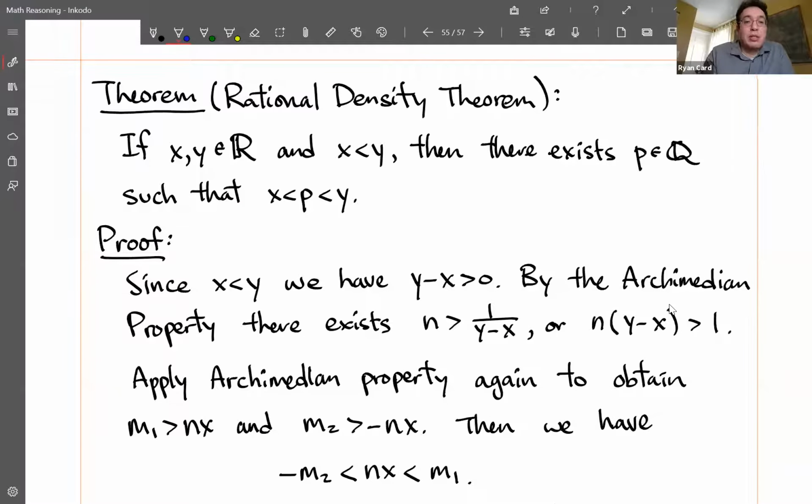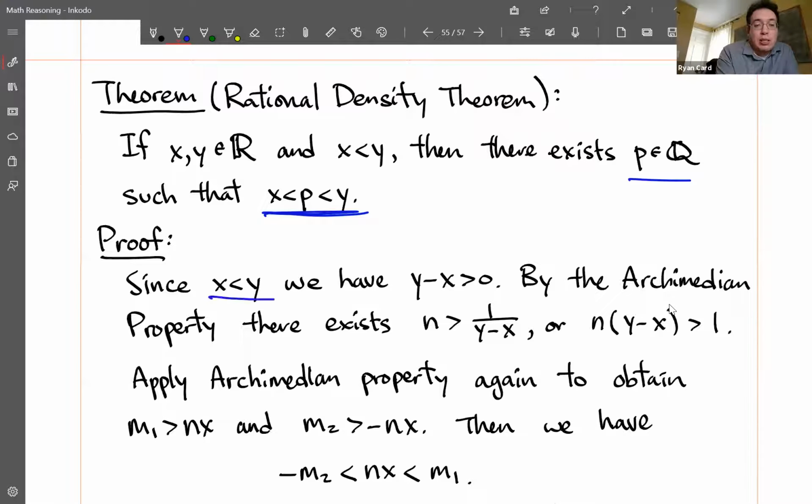Okay. So here's the precise statement of the rational density theorem. If you have any two distinct real numbers, let's call x the smaller one and y the larger one, then there's a rational number p strictly between them, between the two numbers x and y. So there's a rational number between any two real numbers. So let's see how we use this Archimedean property to prove this.